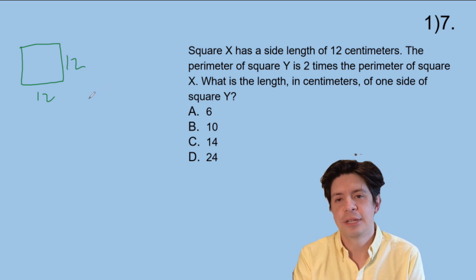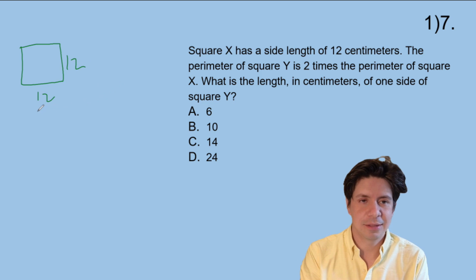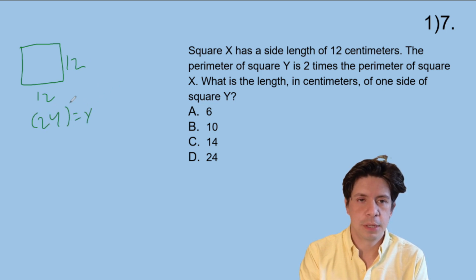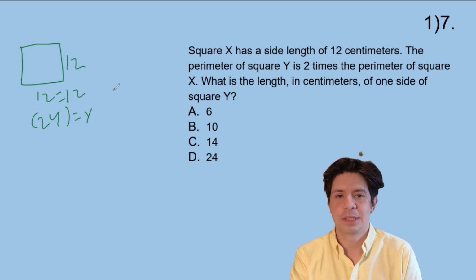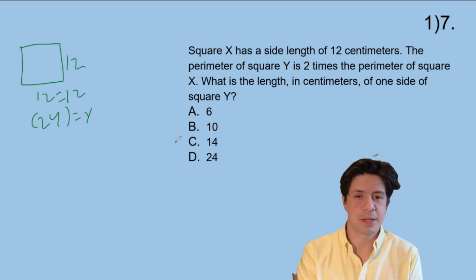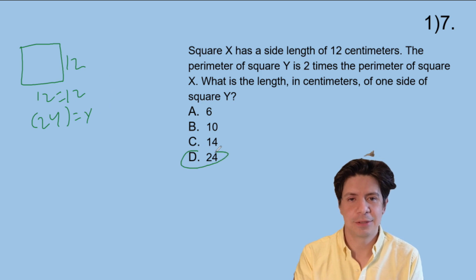Perimeter of square y is 2 times the perimeter of square x, so that means each side length is 2 times. So y would be 24. What is the length in centimeters of one side of y? Oh, look, I got it right there. D, right? So not too bad.